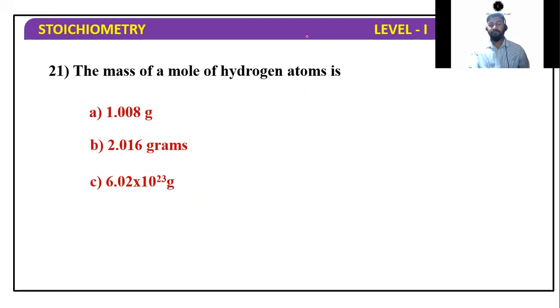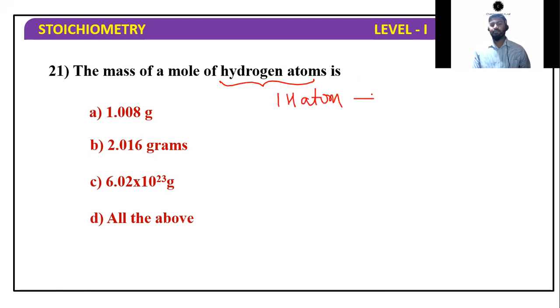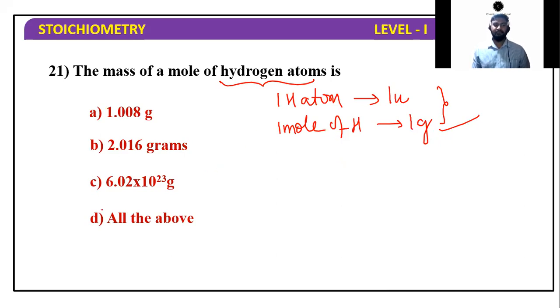What is the mass of 1 mole of hydrogen atom? Hydrogen atom, they've specified. So what's the weight of one hydrogen atom? One hydrogen atom is 1 U. So 1 mole of that will be nothing but what? 1 gram. So the answer is 1 gram. Finished. Just because all of the above is an option, it doesn't mean all of the above will be the answer. The answer is 1, option A. Okay, good.